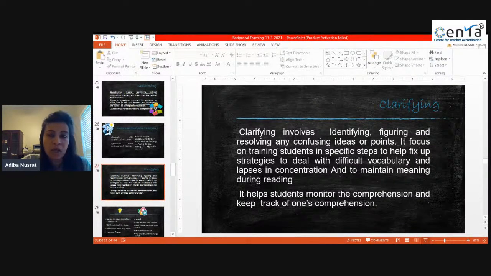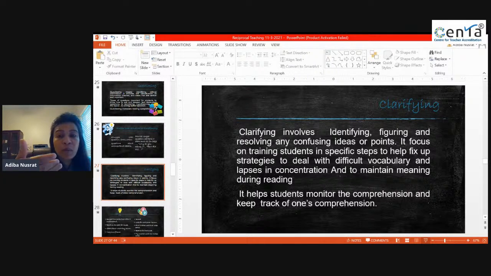Now, when we are clarifying, the clarifying of fictional and non-fictional text is no different. What differs here is the clarification of an idea and the clarification of a word. When we clarify a word, we have to reread it. The most important part of clarifying is the use of fix-up strategies. What are fix-up strategies? Rereading, looking at the different parts, finding words that look similar, reading on to find clues, and so on. So when we are doing a word, we look at the ideas related to the word. And when we are doing an idea, we read the part that we didn't understand and read on to look for clues for that idea.